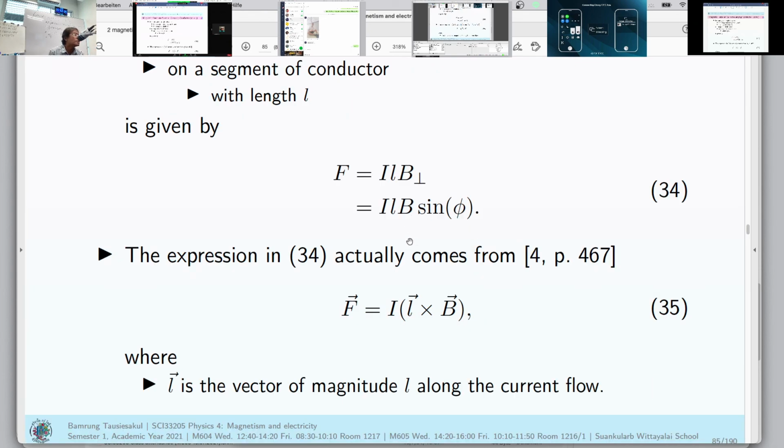So now let's talk about the vector version, which is 35. Okay, 35 is the vector version of 34.